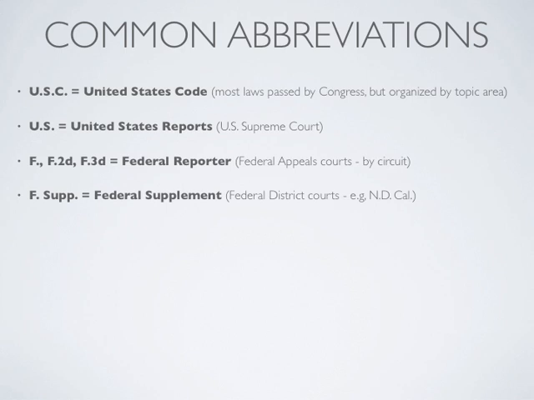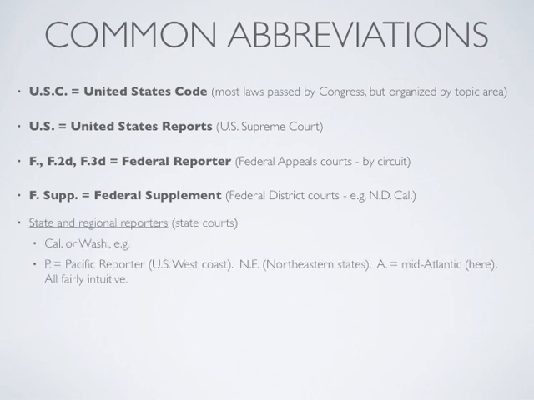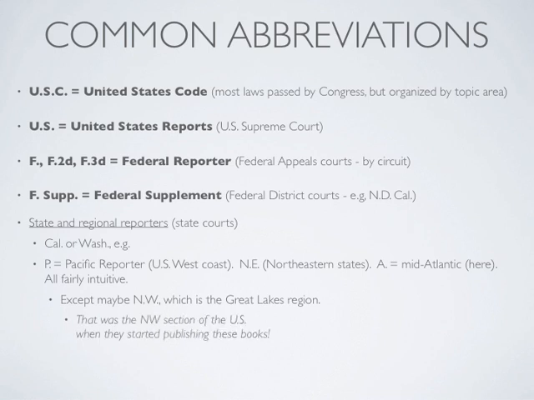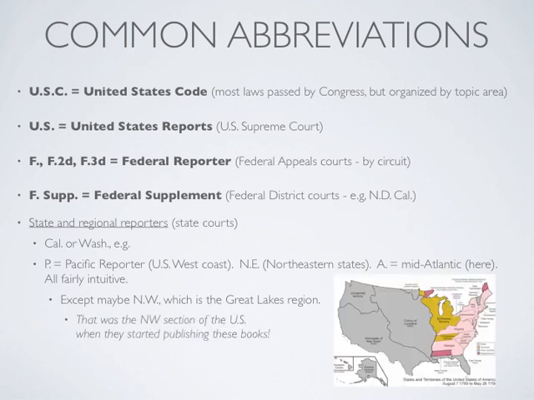And there are separate books for collecting decisions by state courts, either state-specific collections or collections by geographic region. The abbreviations for the regional reporters can take some getting used to, but they're usually fairly intuitive if you think about it for a moment. The one exception to this might be the Northwest Reporter, which covers the Great Lakes region. That's because when they first started publishing these books, that was the northwest section of the United States. So those are really the basics and all you need for the first reading.